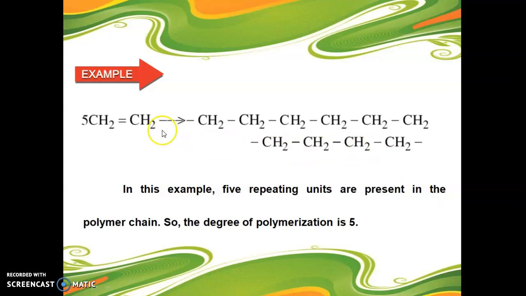So, here they find out the degree of polymerization of polyethylene. So here five ethylene molecules they are taking and it is a corresponding polymer of that, and here the degree of polymerization is 5. In this example, 5 repeated units of ethylene molecule are present in the polymeric chain, so here the degree of polymerization is 5.